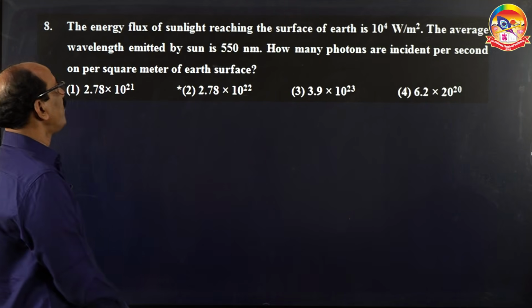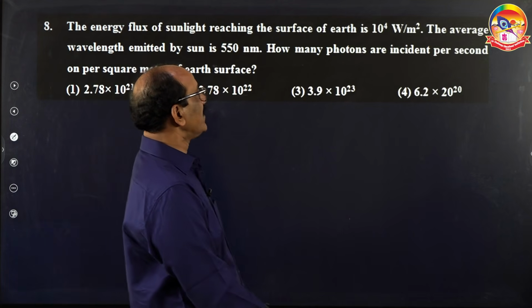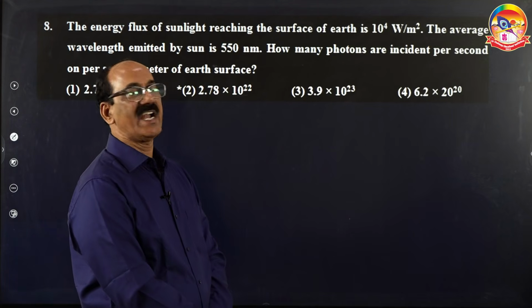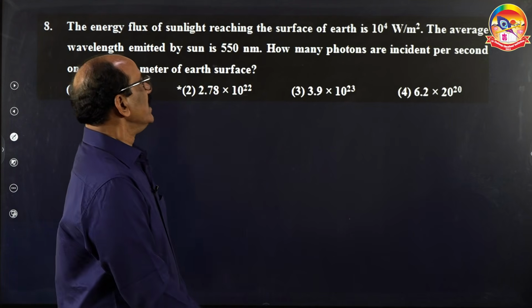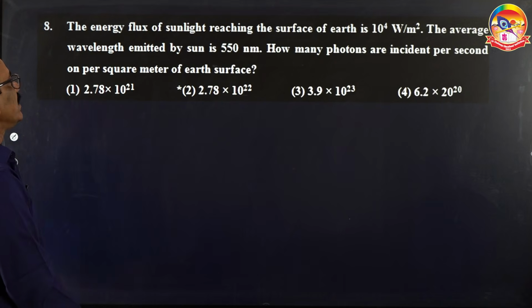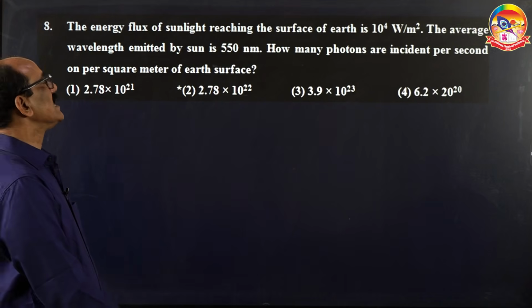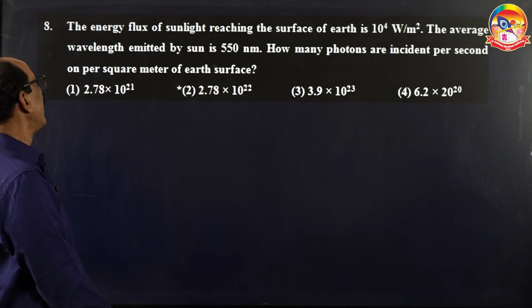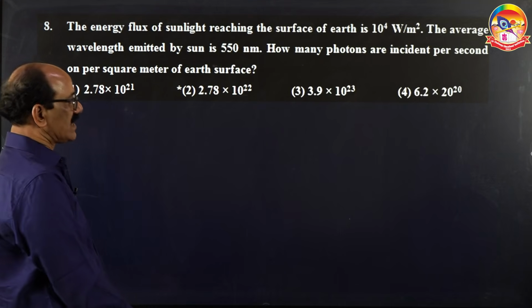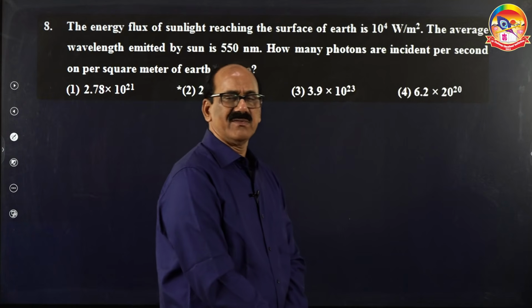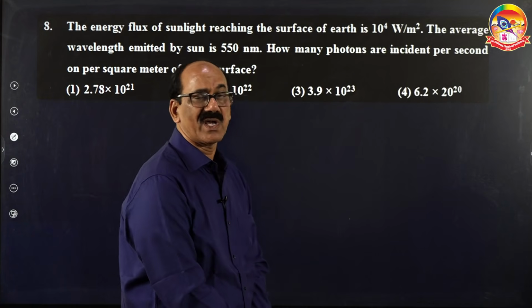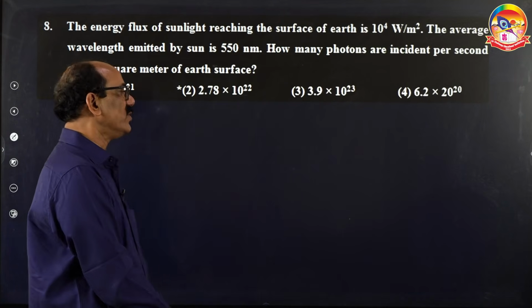The energy flux of sunlight reaching the surface of the earth is 10 power 4 watt per meter square. The average wavelength emitted by the sun is 550 nanometer. How many photons are incident per second per square meter of the earth's surface? Probably you must have heard of this as the solar constant, but we don't need to worry about that.